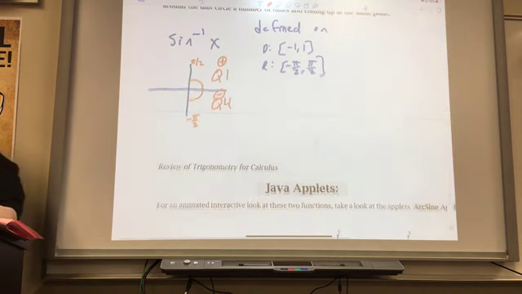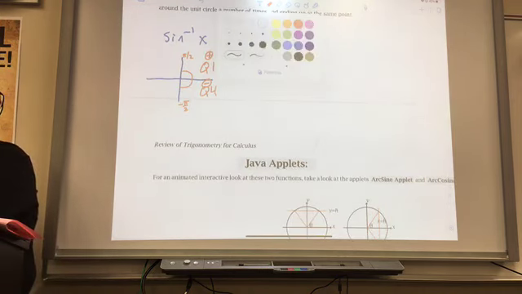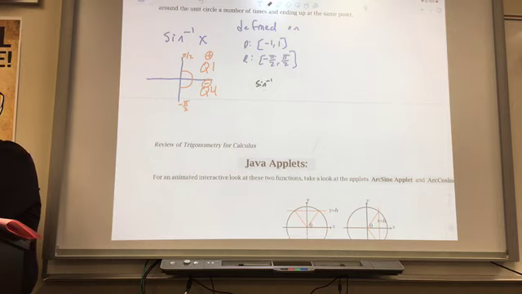Okay, so let's look at a couple examples real quick. Just write this down wherever. Well, sine is positive, but the x-axis is negative. And then cosine is the opposite. Not exactly. Oh no, you're right.